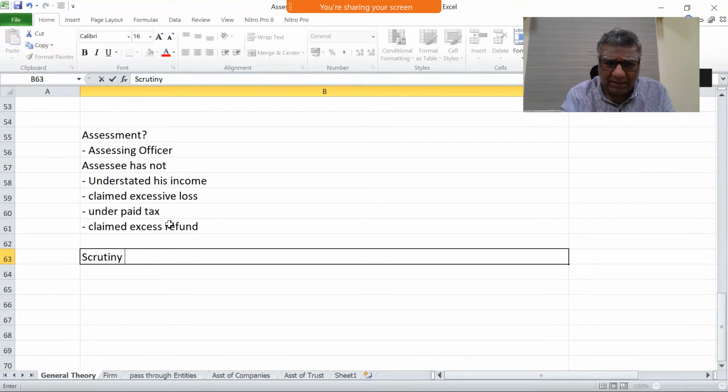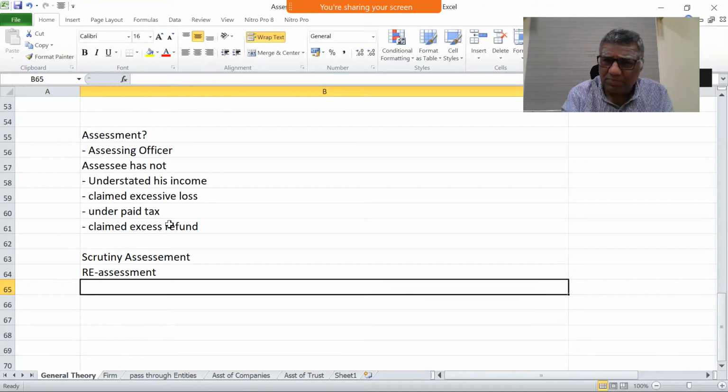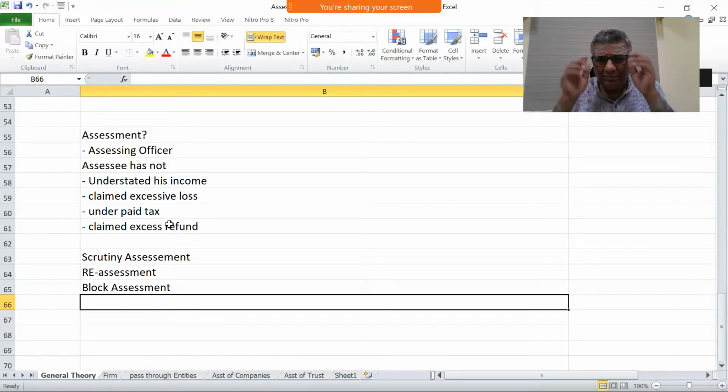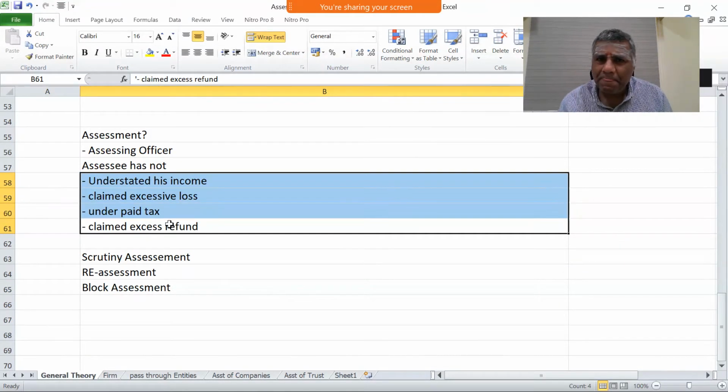Scrutiny assessment, reassessment, which sometimes is first-time assessment also, and block assessment. Only 3 types of assessments are there. Scrutiny assessment happens very often, to verify these things. The purpose of scrutiny assessment is this.